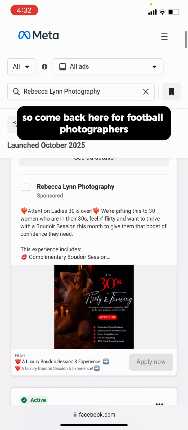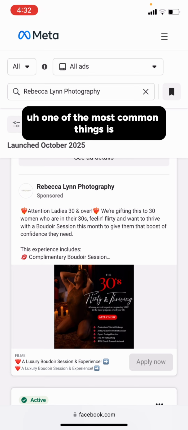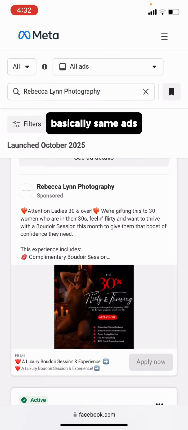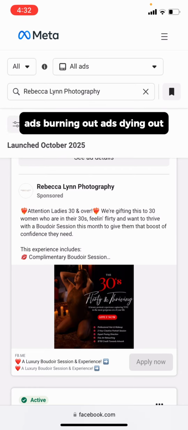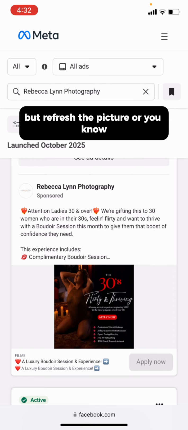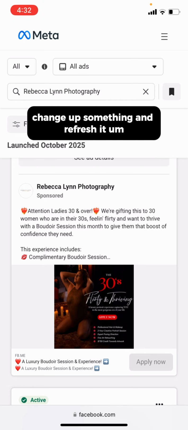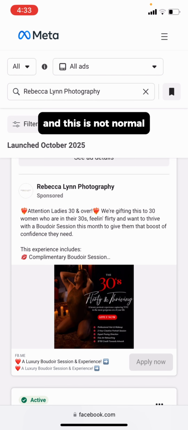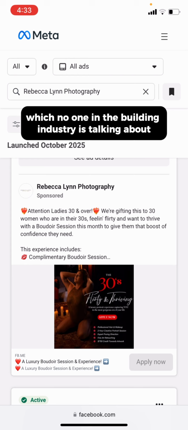So for boudoir photographers that have been running ads for a long time, one of the most common things is the ads basically have the same ad spend, worse and worse results over time. Ads burning out, ads dying out. Refresh creative, keep the text the same, but refresh the picture, or change up something and refresh it and just restart the cycle again. And this is not normal. This is the symptom of a deeper root cause issue, which no one in the boudoir industry is talking about.